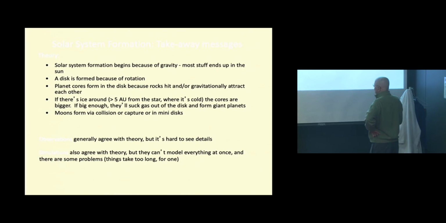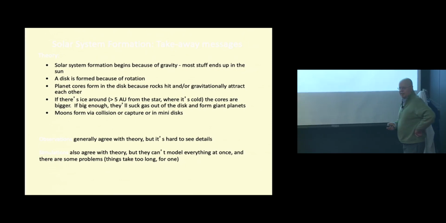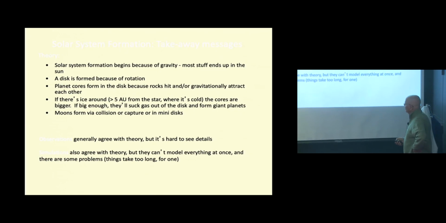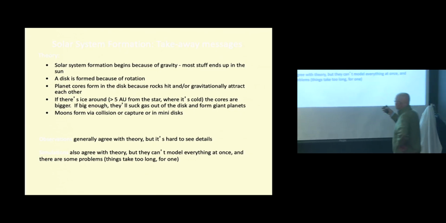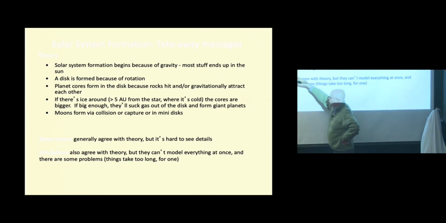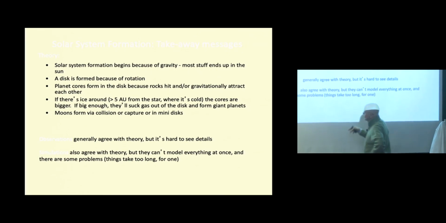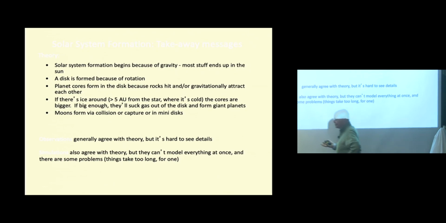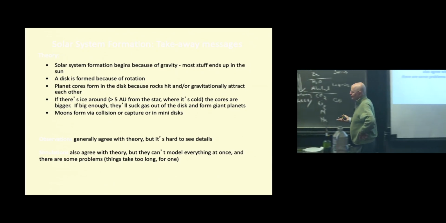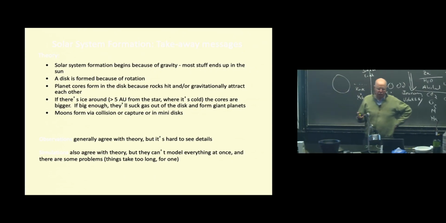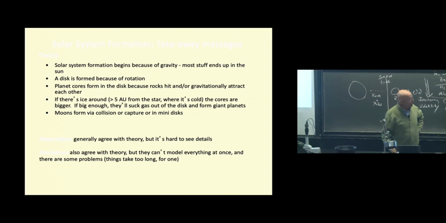So the moons around Jupiter probably formed by a disk around Jupiter, just the way the planets formed by a disk around the sun. And the observations generally agree with the theory. And the simulations also agree with the theory, but they can't model everything at once, and there are some problems, like they take too long. And also, there are going to be millions of objects of small size, and they can only do simulations with large objects.